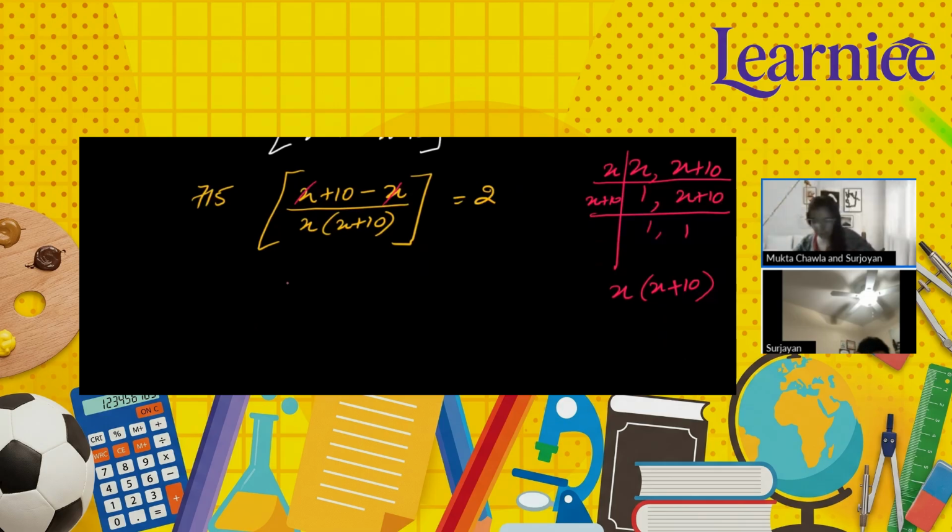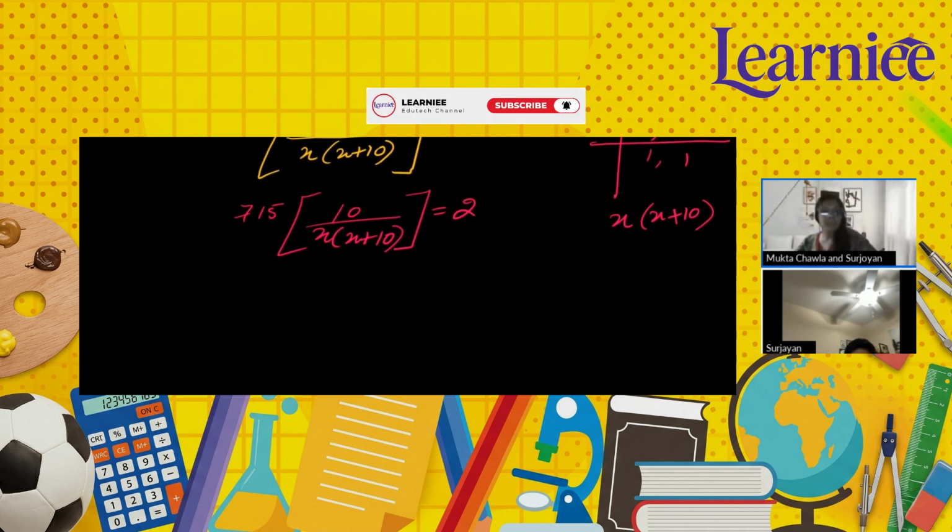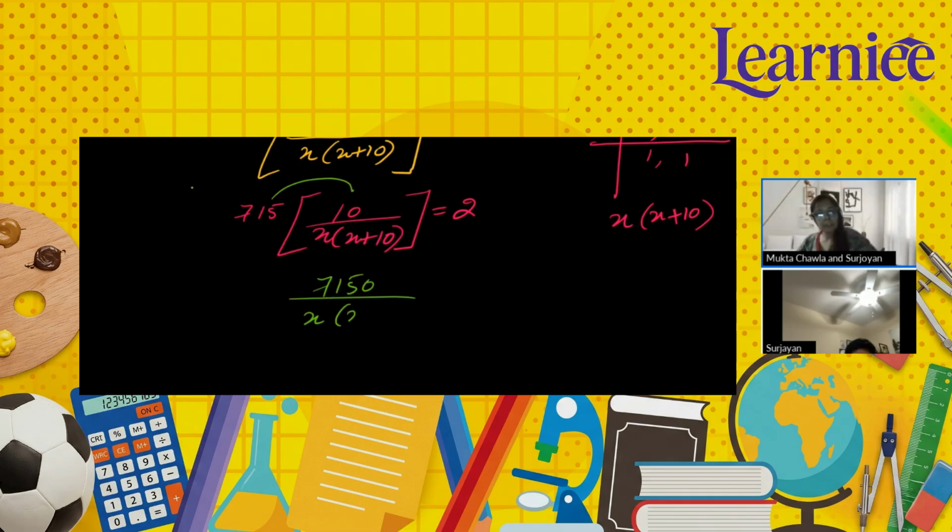Should I start with the next one then? Okay, now what it says is 715 into 10 over x into x plus 10 is equal to 2. Now it has become easier for us to solve. How can we do that? See, 715 was in the numerator, right? I'll be writing it a little bit up, right? 715 can be multiplied with 10 because both are in the numerator. So can I multiply 715 with 10? That is 7150 over x into x plus 10 is equal to 2.